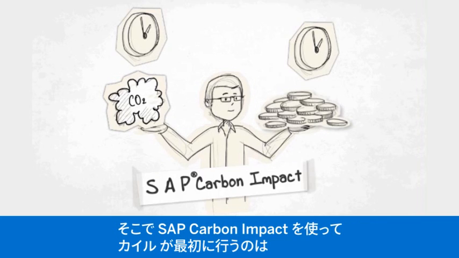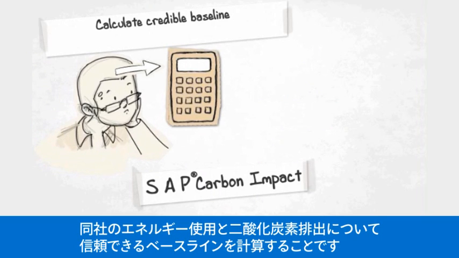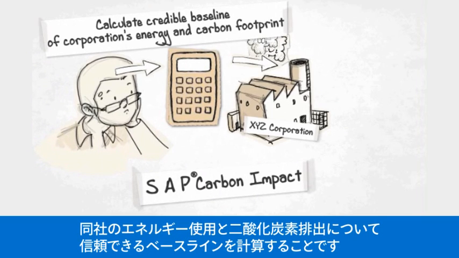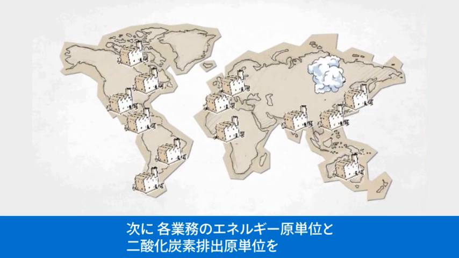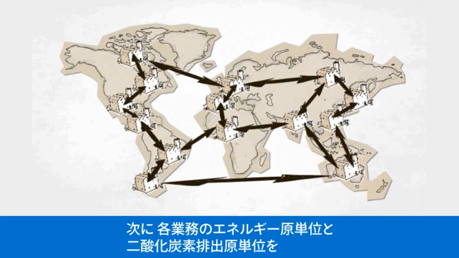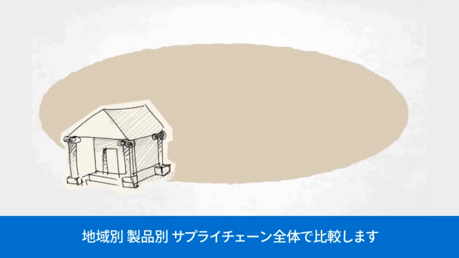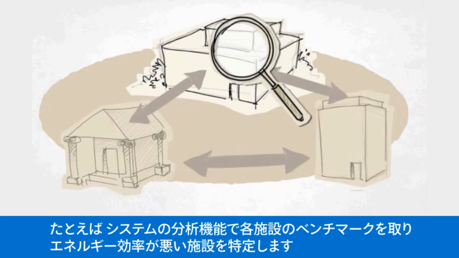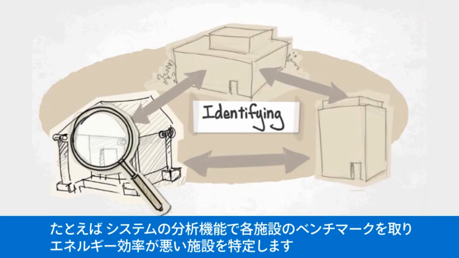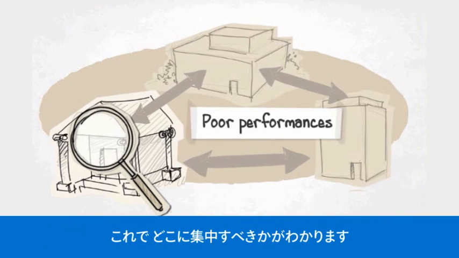Okay, so using SAP Carbon Impact, the first thing Kyle does is calculate a credible baseline of XYZ Corporation's energy and carbon footprint. Kyle then compares energy and carbon intensity across operations, regions, products, and the entire supply chain. For example, he uses the system's analytical capabilities to benchmark and identify facilities that are poorly performing on energy, so that he can focus on them.